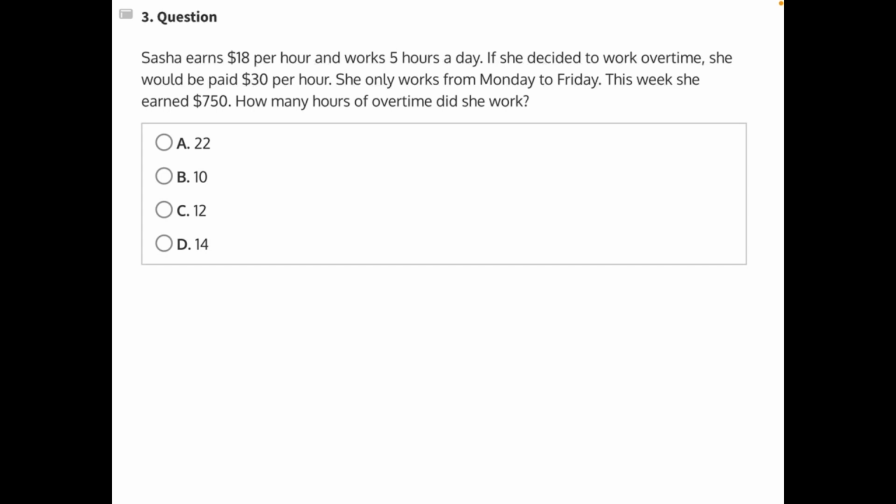Sasha earns $18 per hour and works 5 hours a day. If she decided to work overtime, she would be paid $30 per hour. She only works from Monday to Friday. This week, she earned $750. How many hours of overtime did she work?